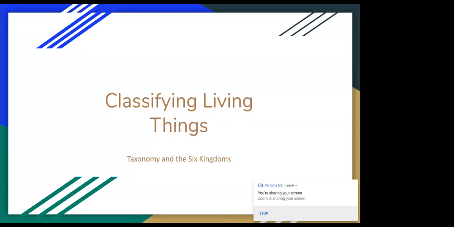So if it's made up of a living cell and it's alive and it has those 5 traits of all living things that we talked about last week, then they put it inside one of these 6 kingdoms and they categorize it as scientists.